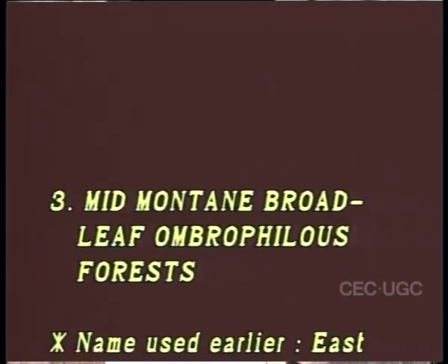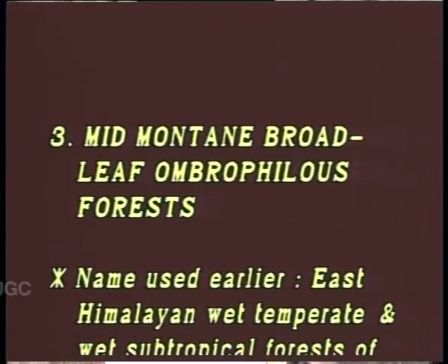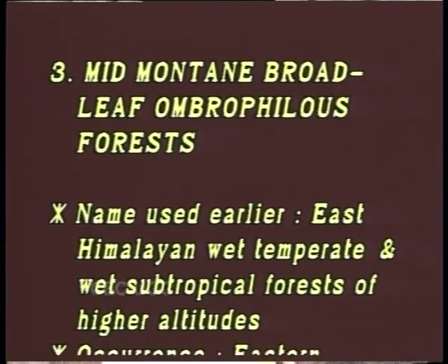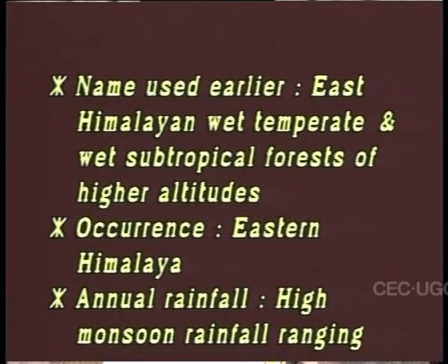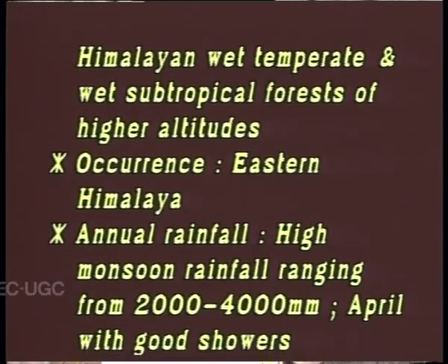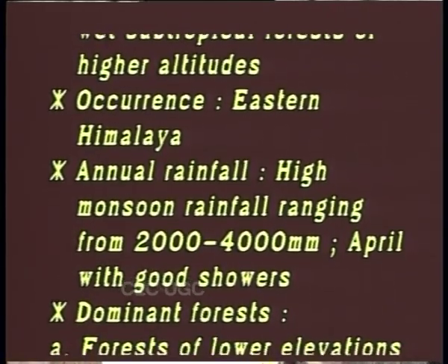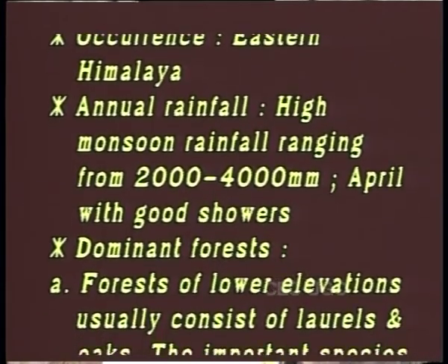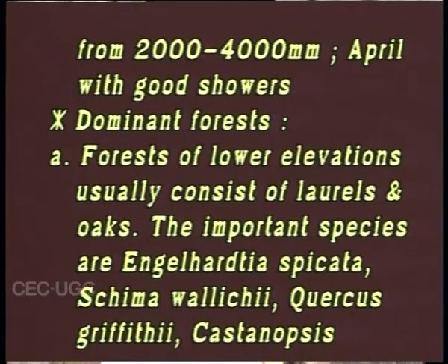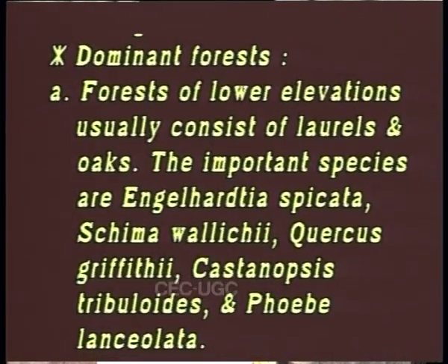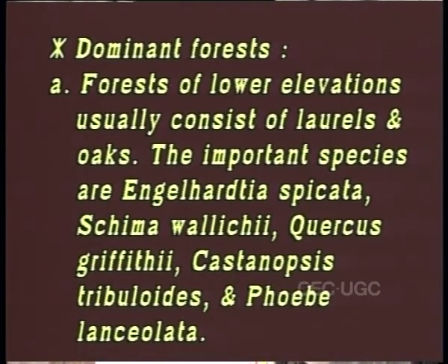Mid-montane broadleaf ombrophilous forests. Name used earlier, East Himalayan wet temperate and wet subtropical forests of higher altitudes. Occurrence: eastern Himalaya. Annual rainfall: high monsoon rainfall ranging from 2000 to 4000 millimeters, April with good showers. Dominant forests.